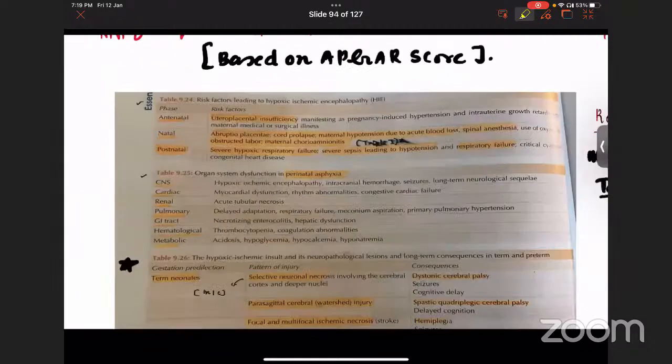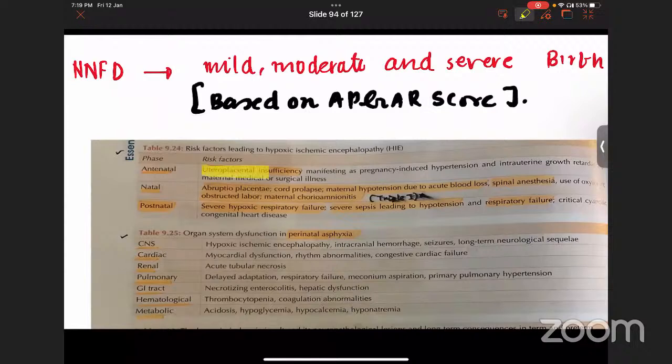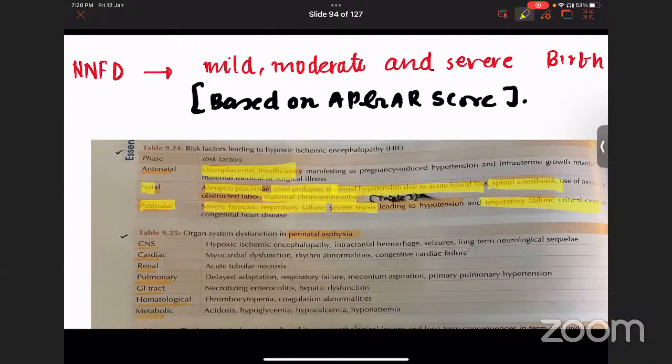So, what are the antenatal causes? Always uteroplacental insufficiency, which is PIH, uncontrolled GDM, or any placental insufficiency. In natal causes, it is cord prolapse, abruptio placenta, maternal hypotension due to acute blood loss, and spinal anesthesia. And the mother suffering from maternal chorioamnionitis. In postnatal, what could be the cause? If the child suffers from severe hypoxic respiratory failure, severe sepsis, or critical cyanotic congenital heart disease, these are one of the differential diagnoses for perinatal hypoxia.